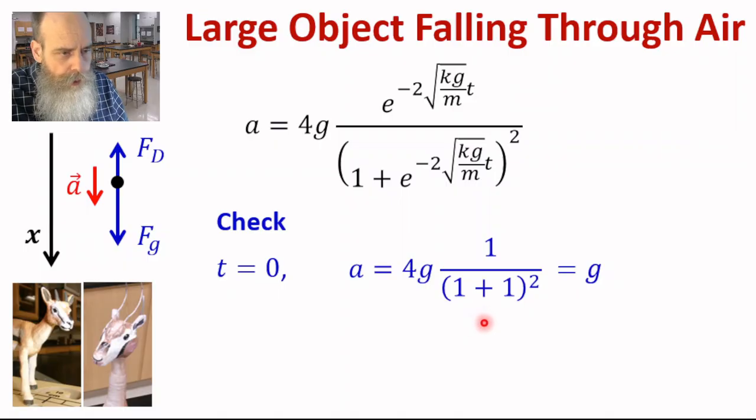At t equals 0, the drag force is 0 because velocity is 0. So we only have force of gravity acting. So a equals g. Now when t goes to infinity, these exponential functions become e to the negative infinity, which is 0. So we have 0 over 1 plus 0 squared, which is 0. So a equals 0. As expected, after a long time, the velocity is constant. The velocity is the terminal velocity, so unchangeable velocity means acceleration is 0. This solution makes sense.